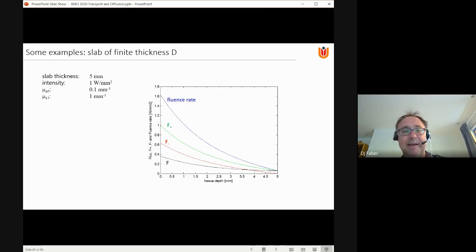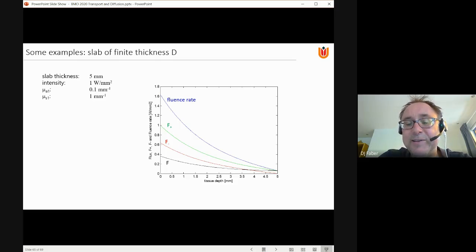So let's look at some examples. Let's indeed make this plot. This is a slab or cylinder of finite length, finite thickness d, 5 millimeter. It is illuminated with an intensity of 1 watt per square millimeter. We have a moderate absorption coefficient, and we have a 10 times stronger scattering coefficient in there.